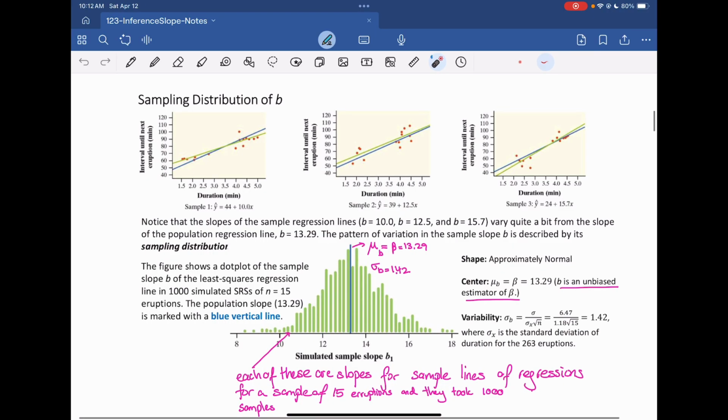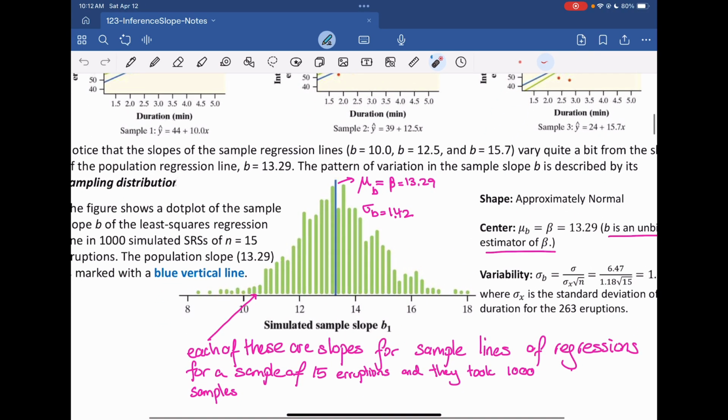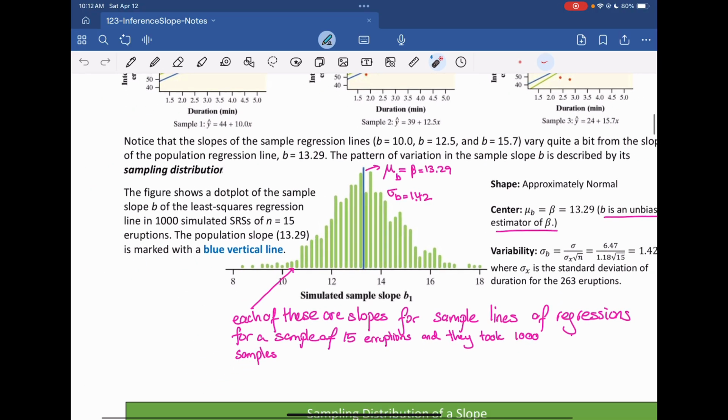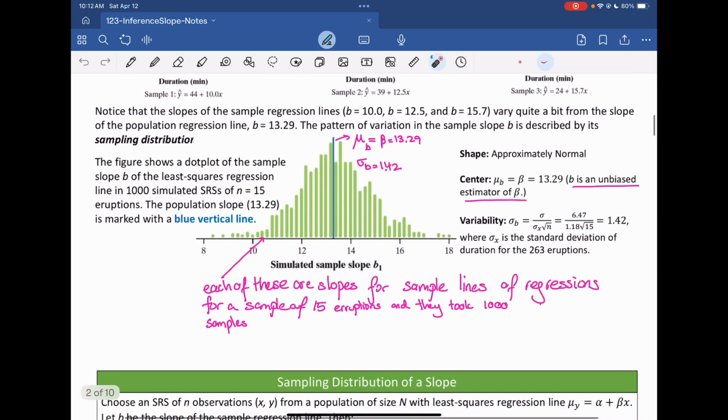But if we kept taking samples over and over again, then the sampling distribution of the slope would come out to be approximately normal. But because we don't know sigma of this population of slopes, we're going to use a t distribution instead.